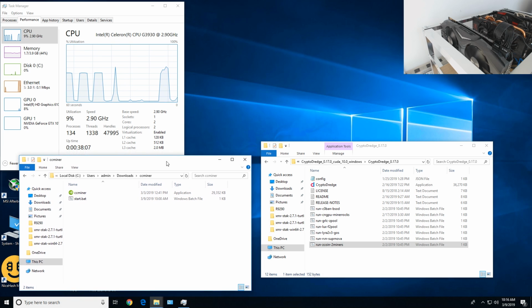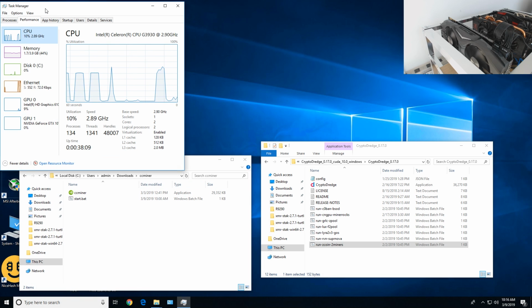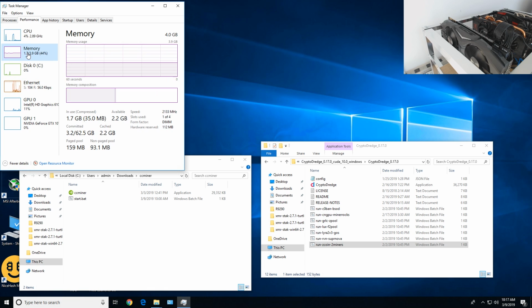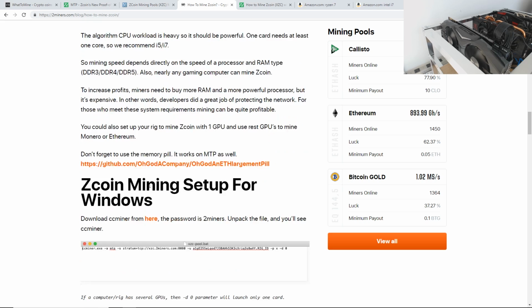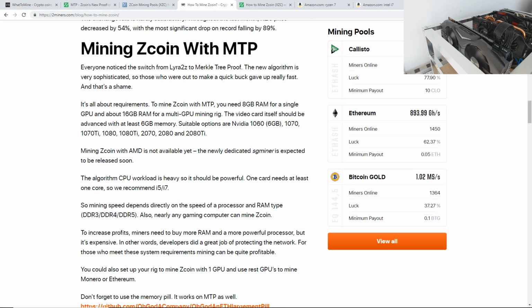I'm not able to mine MTP on most of my rigs, for example, because I have Celeron G3930 CPUs on basically all my rigs, which are just single core, hyper threaded CPUs. And the memory I got on most of them is 4 gigabytes. So, take that as you will. I'm not able to mine Zcoin because of these requirements that MTP requires.